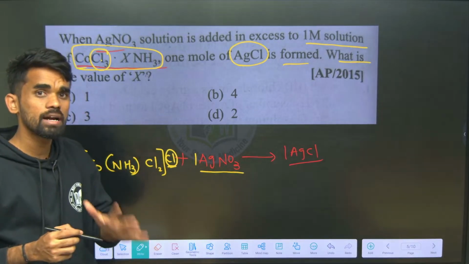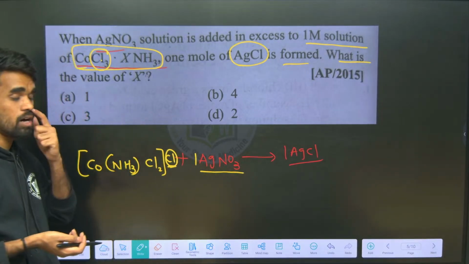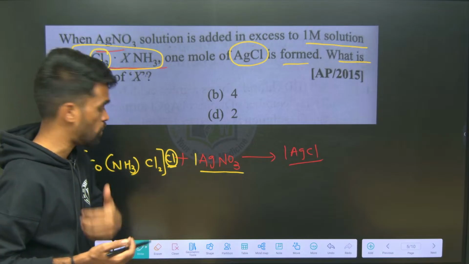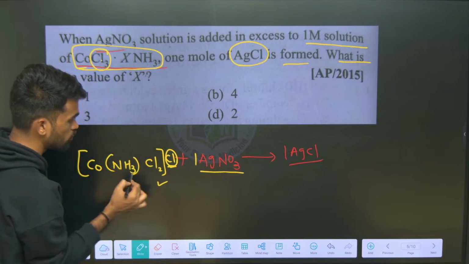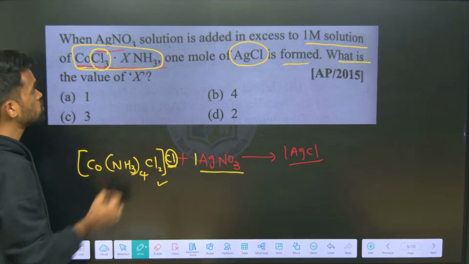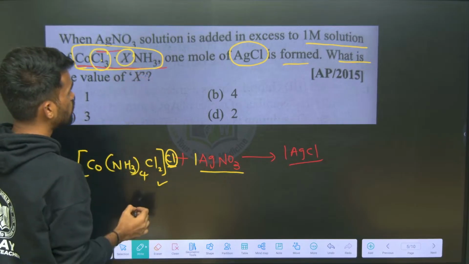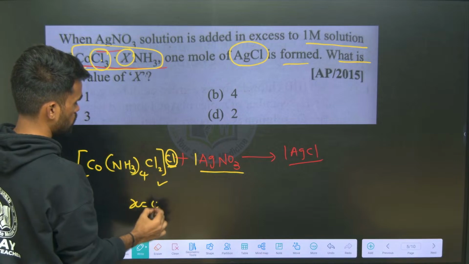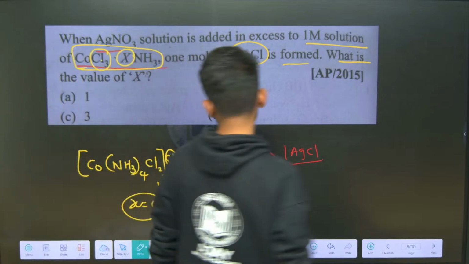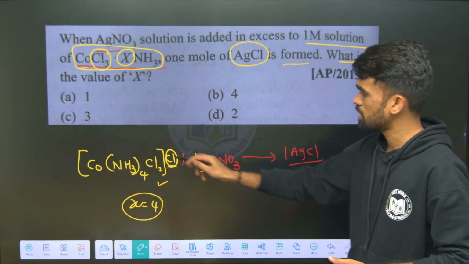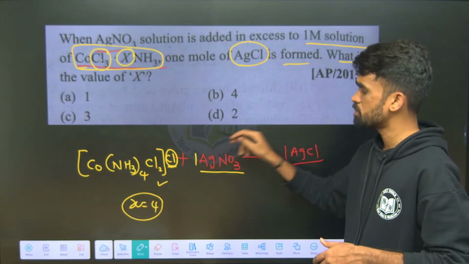Now in order to make the complex hexadentate or octahedral, we have 2 chloride ions inside and the remaining 4 should be ammonia ligands. So what is the value of X? I can say here the value of X can be 4. X can be 4, hope this is clear. So this is purely based on the precipitation, the number of ions precipitated.